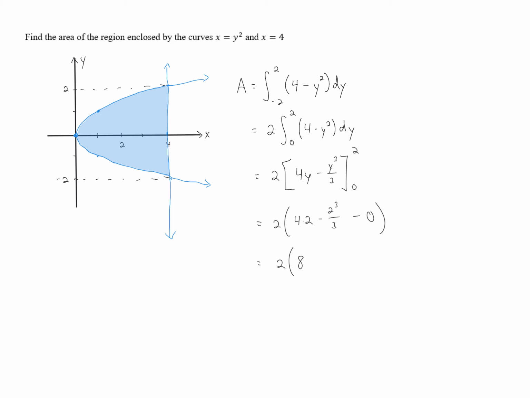And then that's going to give us 8 minus 8/3 on the inside. 8 is the same as 24/3. And when we subtract 8/3 from that, we get 16/3. So we've got 2 times 16/3, which is 32/3. And that is our area. So there we go.